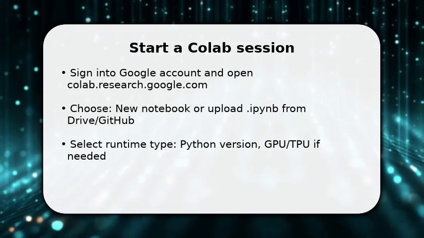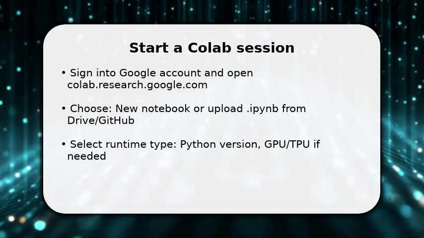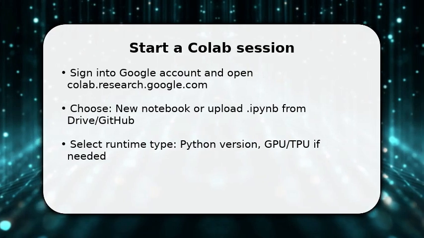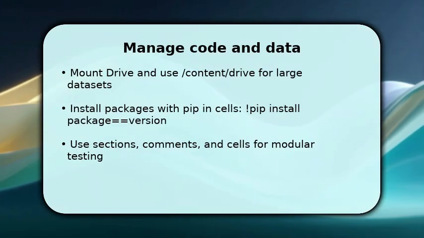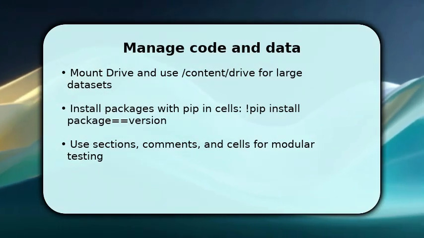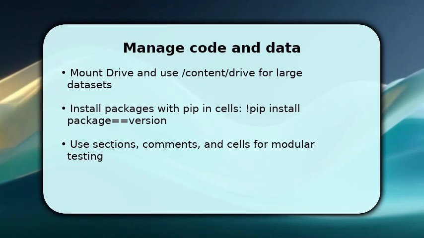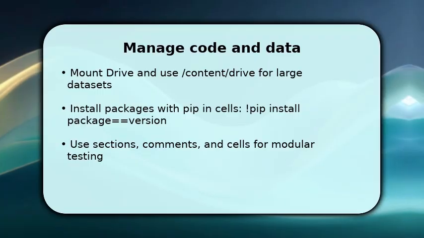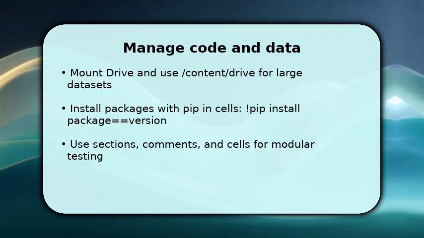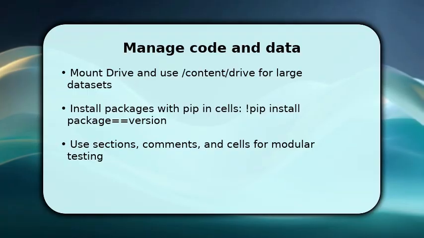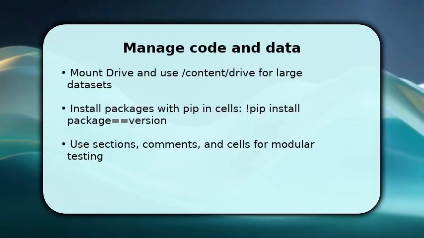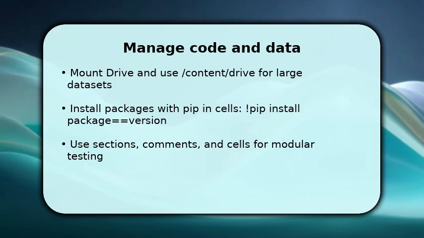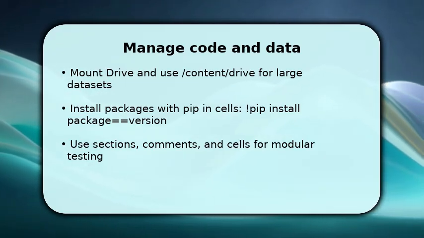Now create and name your first code cell so you can run a quick print statement and confirm the environment is working. You should organize code and data to avoid confusion. Mount Google Drive and reference files under /content/drive to load datasets efficiently. When you need libraries not pre-installed, run pip inside a code cell like pip install package==version and restart the kernel when required. That ensures imports behave predictably.